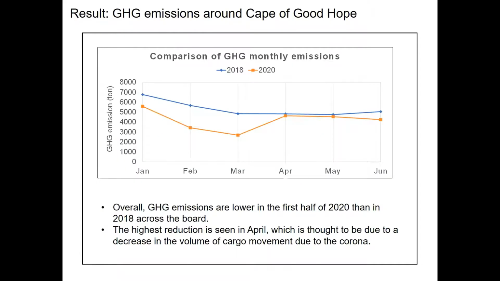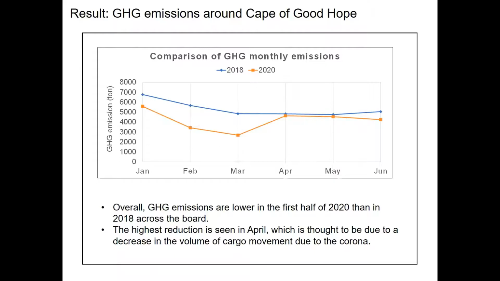This is the result of monthly GHG emission. As you can see, the amount of emission in 2020 is lower than 2018. We estimate this is due to some recent regulation on GHG for global warming. As for the increase in April 2020, it is due to COVID-19.